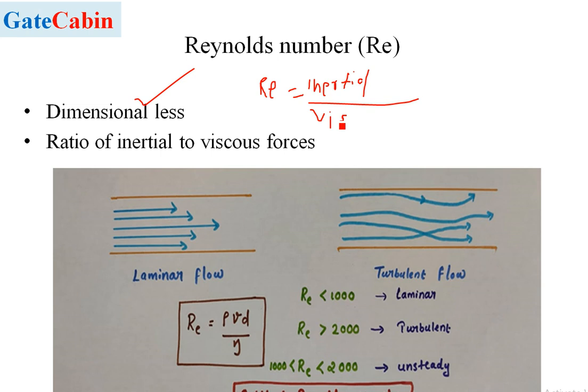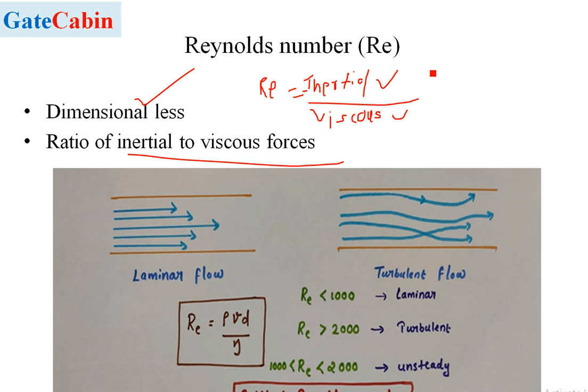Inertia has to do with mass, or when we talk about moving fluid, with momentum. So we have inertial forces and viscous forces. What is the difference between inertia and viscous forces, and how does a laminar flow turn into a turbulent one? That we will try to understand here.